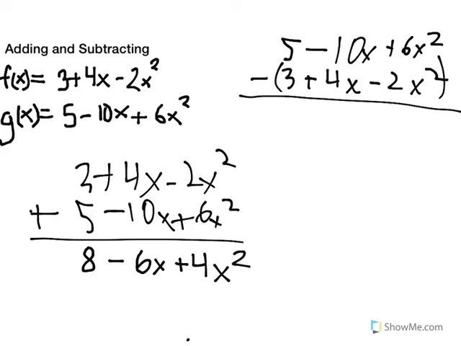Okay, and then for subtracting, you do the same thing. So you have a 5 minus a 3, which is 2. And then you have negative 10x minus 4x, which is negative 14x. And then you have a 6x squared minus a negative 2x squared, so you end up with positive 8x squared.